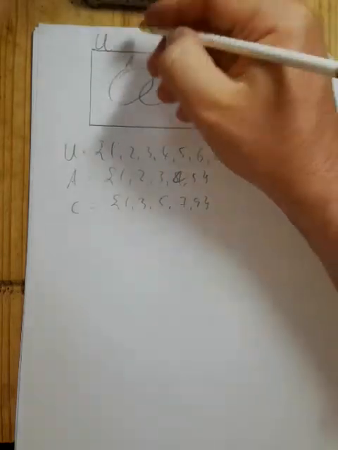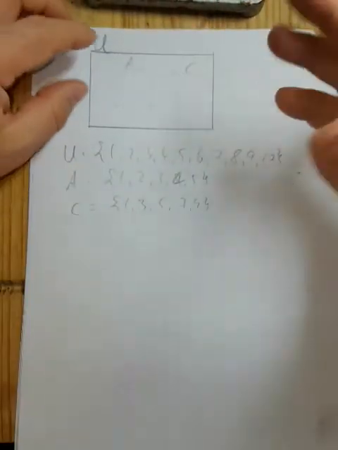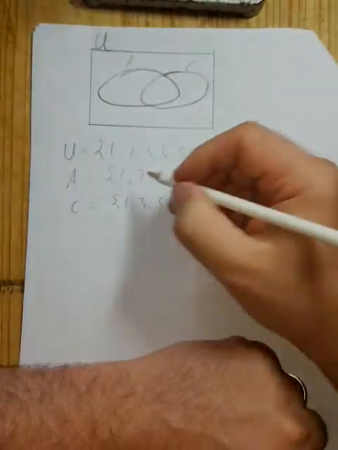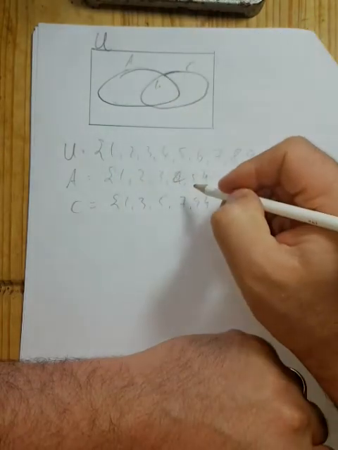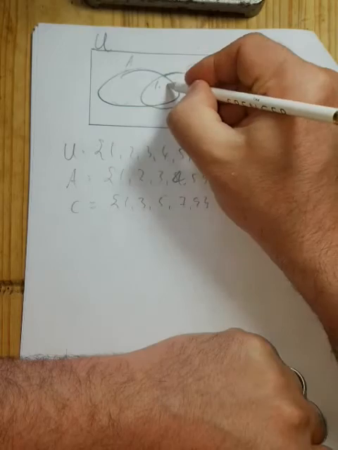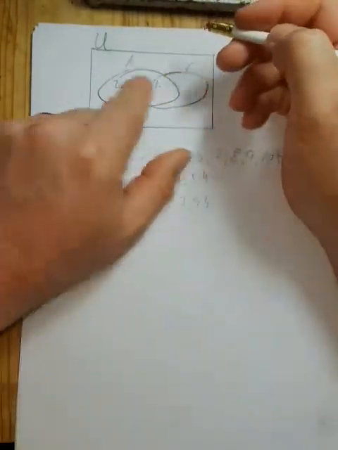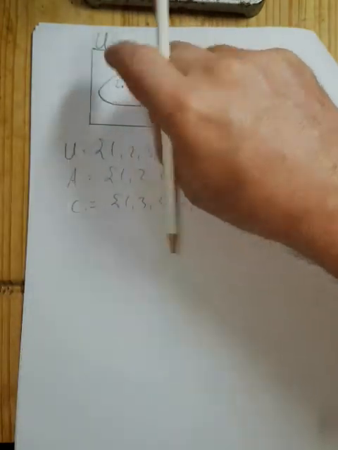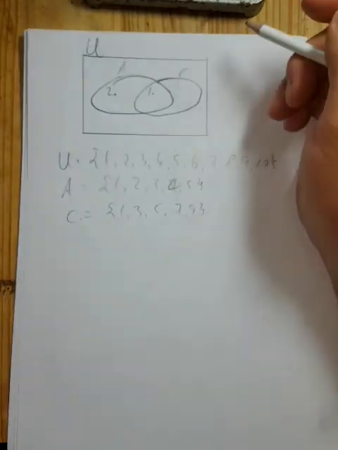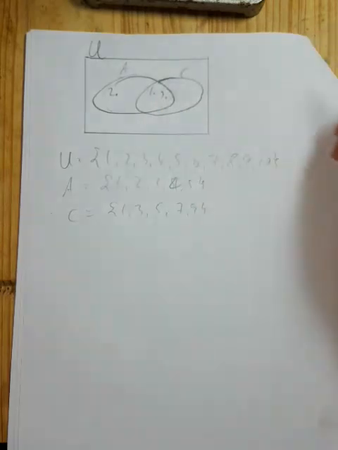Okay, so we shall draw this a bit bigger. So 1 is in all of them, so it goes in the intersection. 2 is in A, it's in U, but it's not in C, so it goes here. Now you might say, but why is it going here? Well, if it's going here, it's also still inside the rectangle. Okay? So 3 is in all of them, so it goes here.